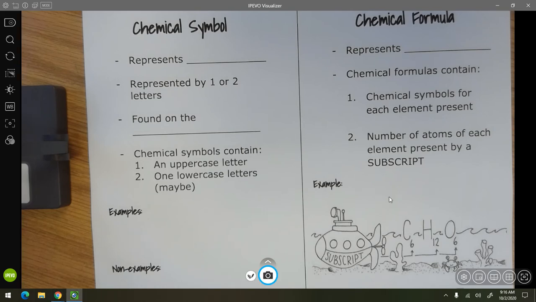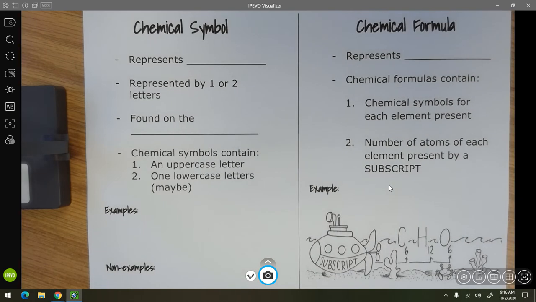All right, guys. So today we're going to talk about chemical symbols versus chemical formulas.